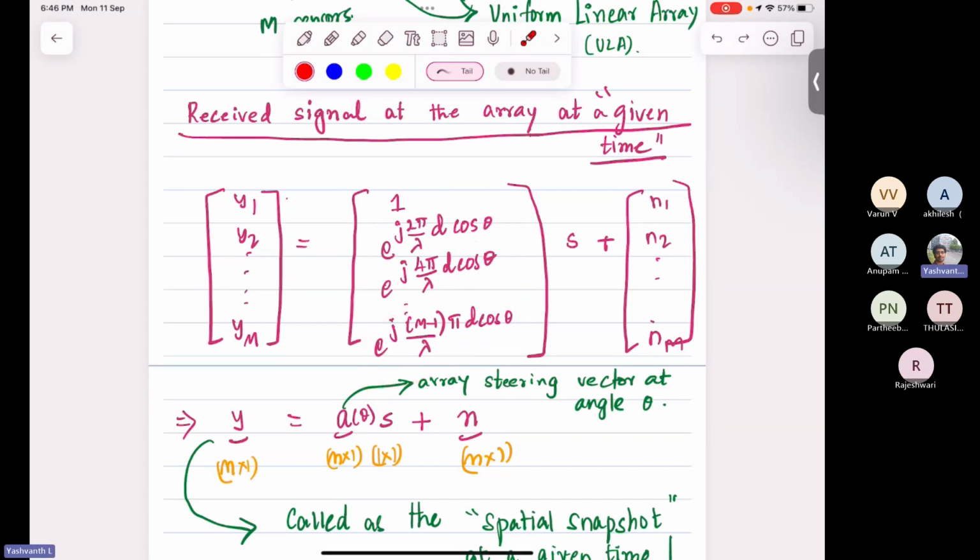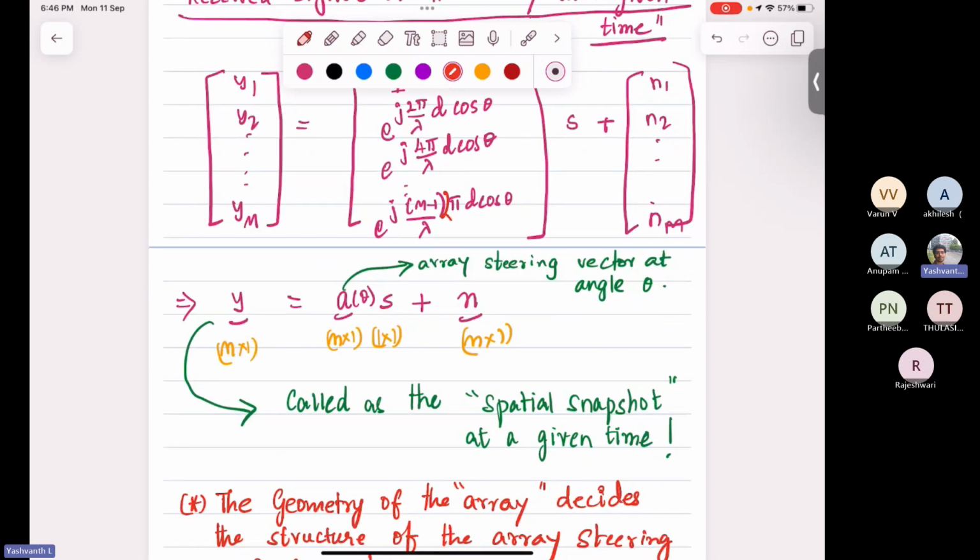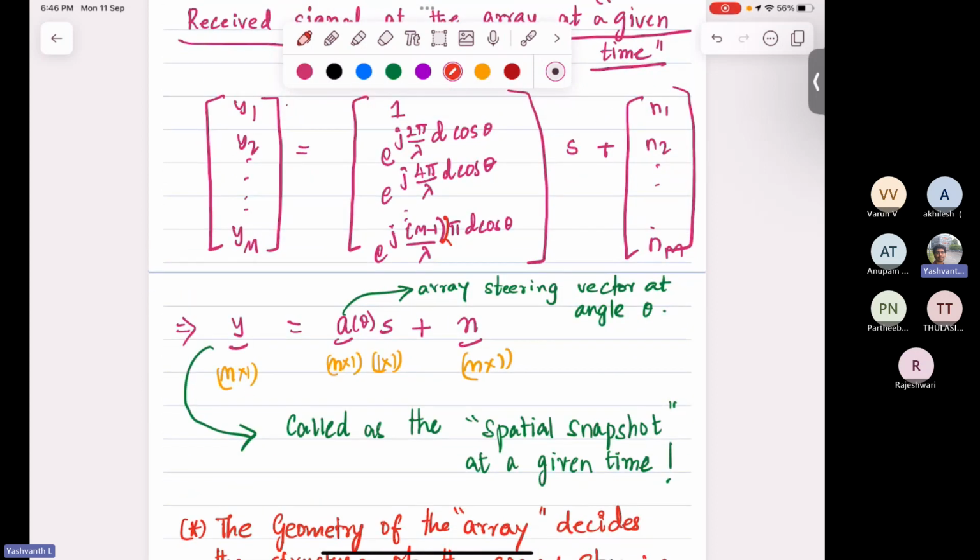So the way these phase shifts are defined: first is 2 pi by lambda times d cos theta. Second will have 2 into 2 pi by lambda times d cos theta. The last sensor will have m minus 1 into 2 pi d cos theta divided by lambda. This vector is called the array steering response vector, and it is parameterized by 2 variables, namely m and theta.